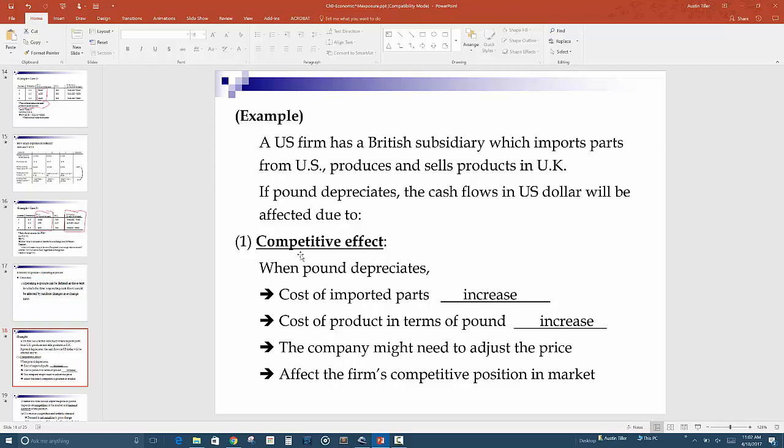Because part of the cost comes in US dollars. So when the pound depreciates, that means our production cost increases. So the cost of product in terms of pounds also increases because production costs increase. So the company might have to adjust price when the exchange rate depreciates. When you adjust the price, how will that affect your competitive position in the market? So cash flow can be affected, number one, through the competitive effect.